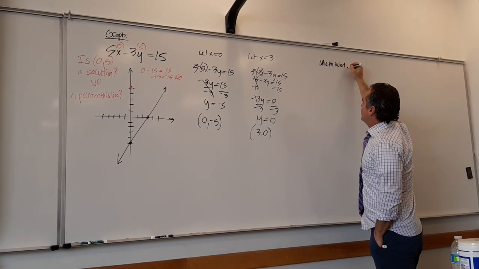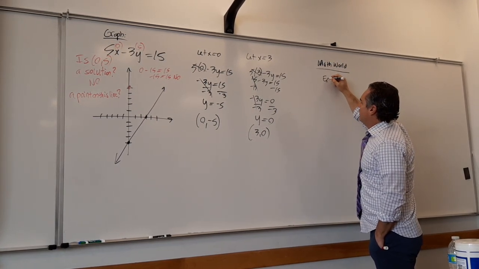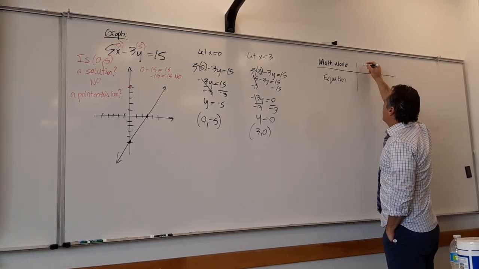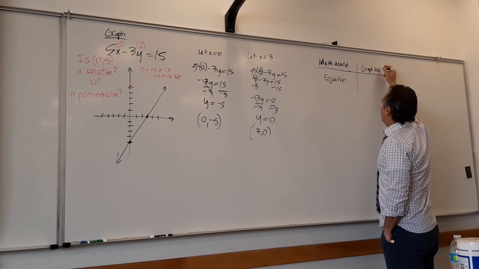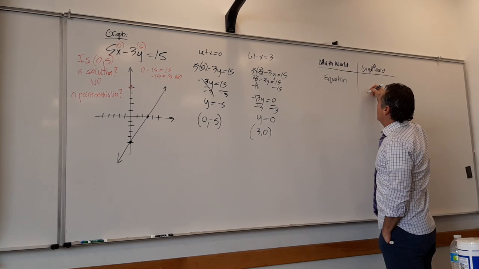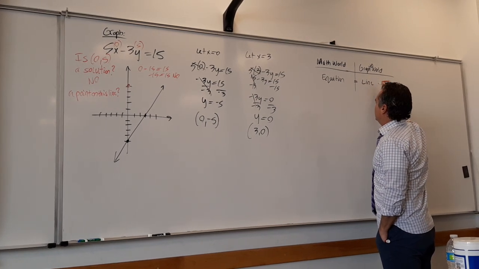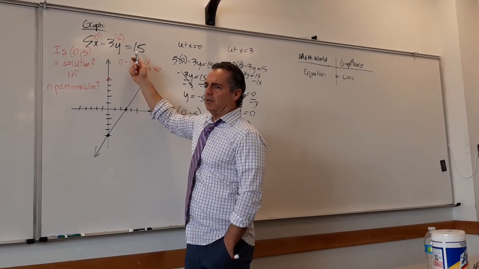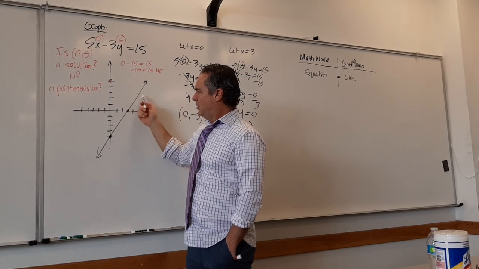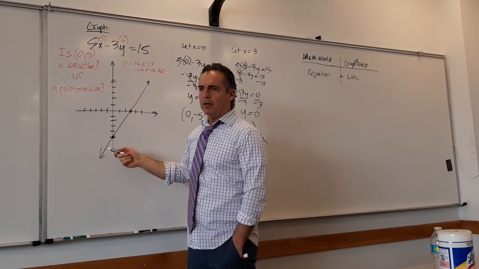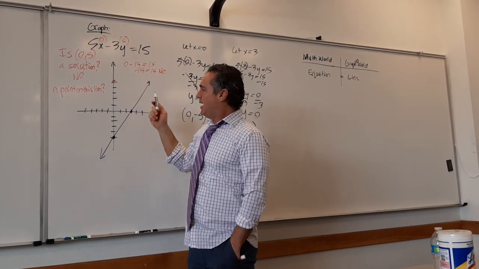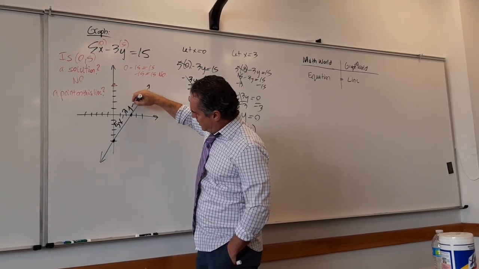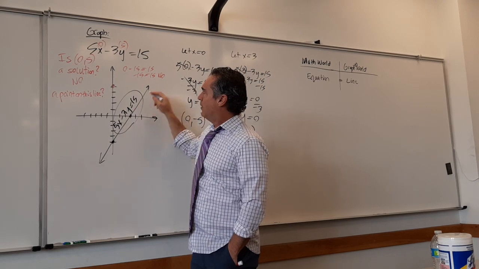In the math world, we call it an equation. But remember, math is the manipulation of numbers to look different but remain the same. And so in the graphing world, an equation equals a line. So look at this, fascinating. 5x minus 3y equals 15 is an equation. And this right here is the same. It's a line. That's 5x minus 3y equals 15. That is this line right here.